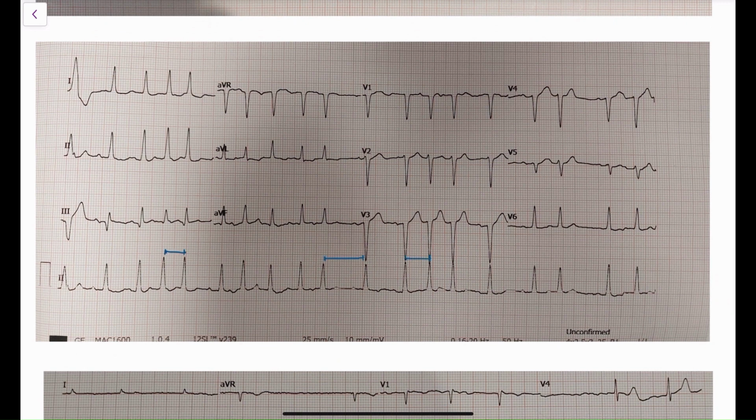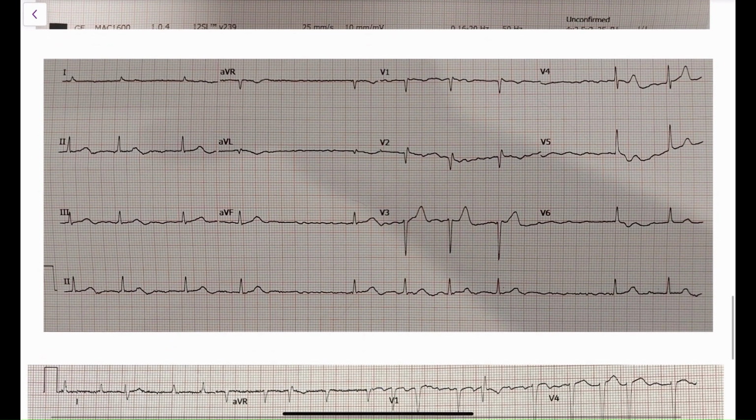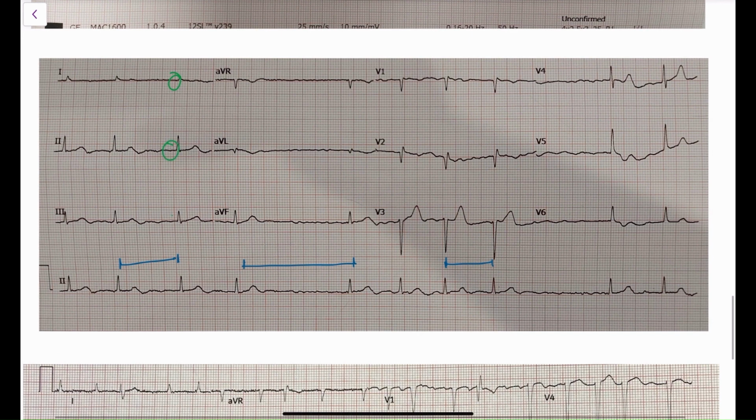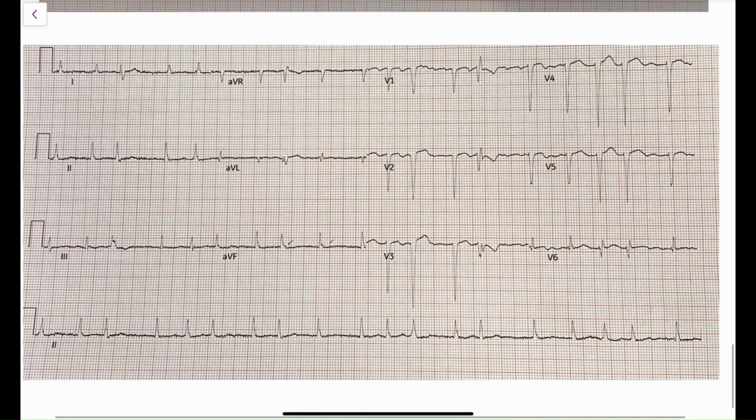Again, irregular RR intervals. Absence of P waves. Not much of a chaotic baseline in V1. Again, this is atrial fibrillation, and some parts of this strip would be a rapid ventricular response as well. So this is another irregular RR interval. Again, absence of P waves. This is atrial fibrillation again.